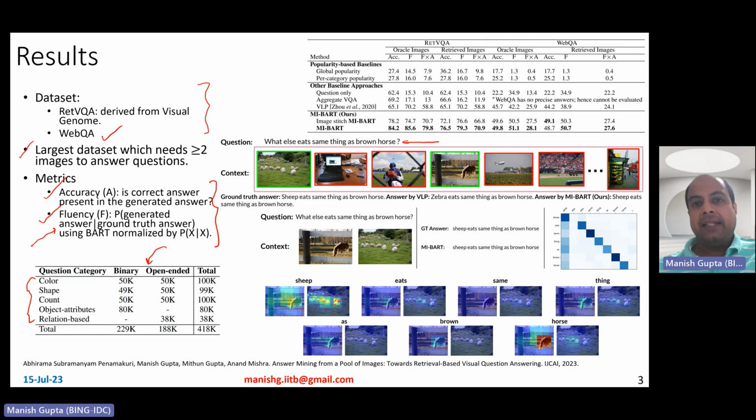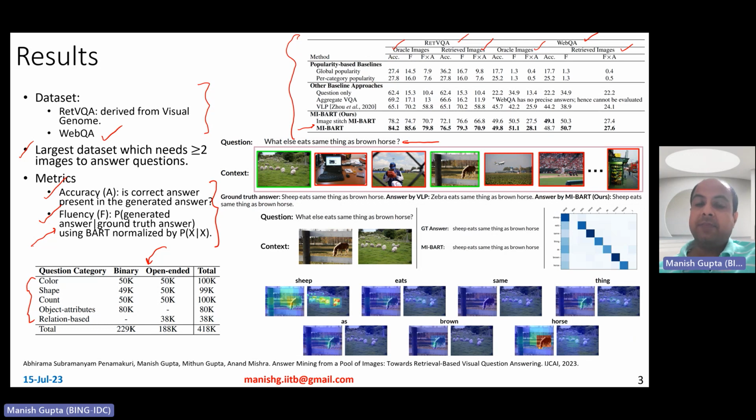So here is how the results look on two different data sets, RetVQA and WebQA. The results are shown with Oracle evidence images versus retrieved images. You see the MI-BART, the proposed model, results here, and the proposed model does really well across different settings, with Oracle images as well as with retrieved images, across different metrics, accuracy and fluency both.